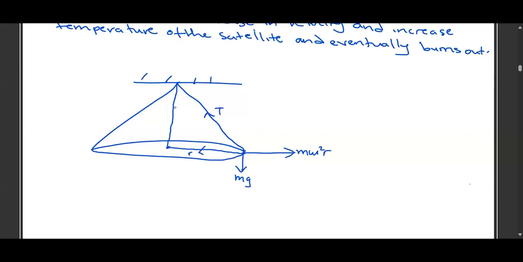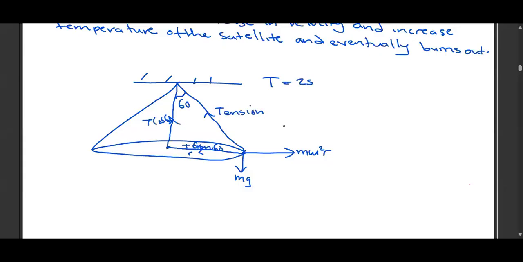Then tension, if you resolve it here at this angle of 60, it will give us two components. One is going to be T sine 60, then here we shall have T cos of 60. Our periodic time is given as 2 seconds. This is the tension.